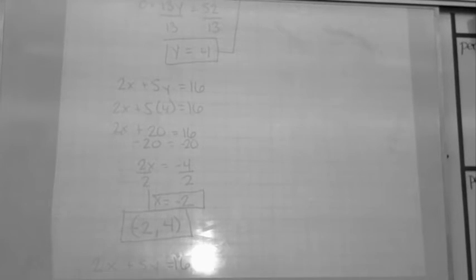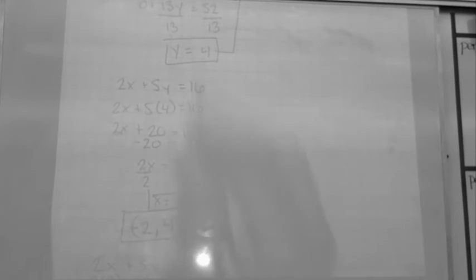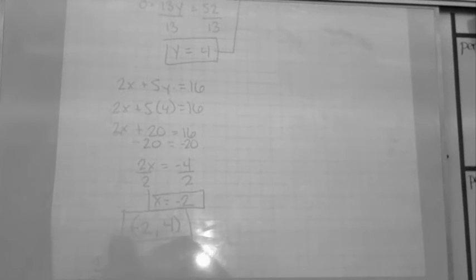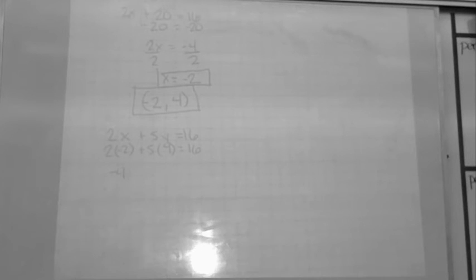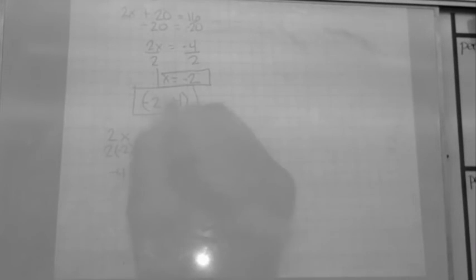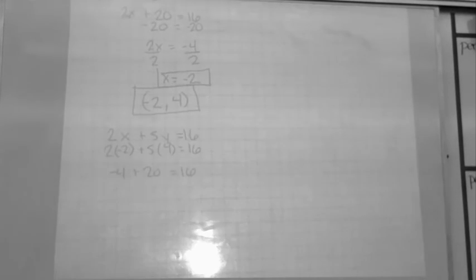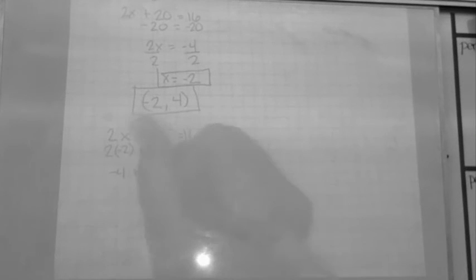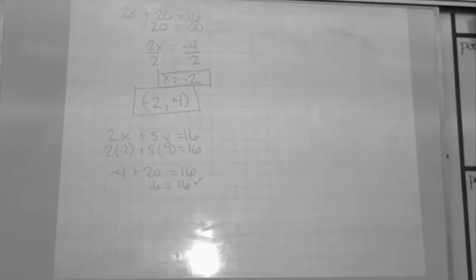So 2x plus 5y equals 16. I'm going to plug in for my x the value of negative 2, plus 5 times 4 equals 16. So 2 times negative 2 gives me negative 4. Let me slide that up, sorry. Negative 4 plus 20 equals 16. 20 minus 4 is 16, and I do know that 16 equals 16, so that one checks out.